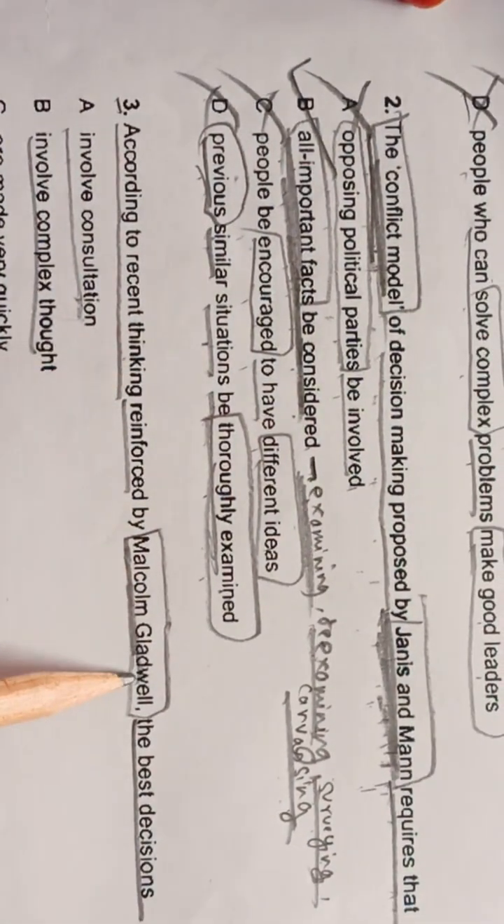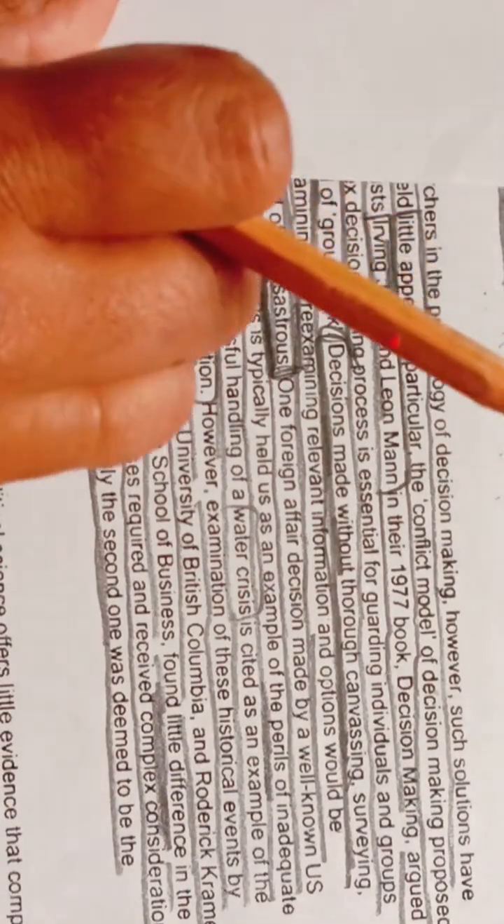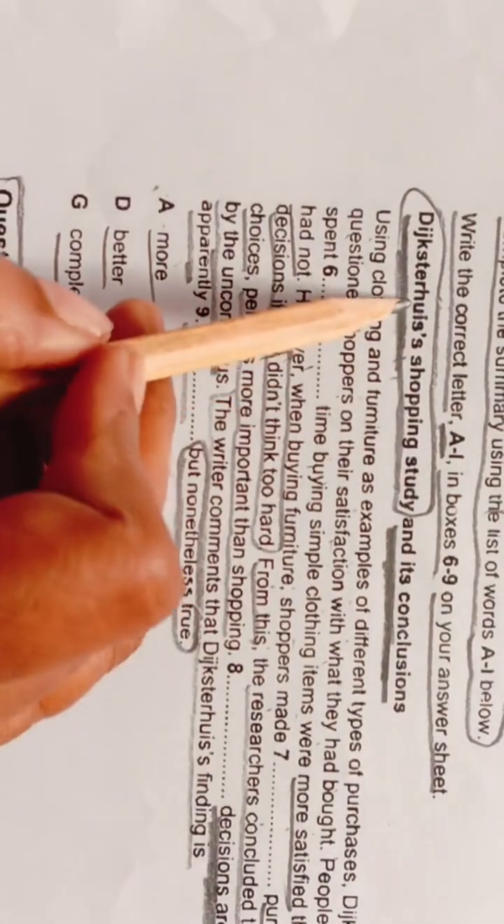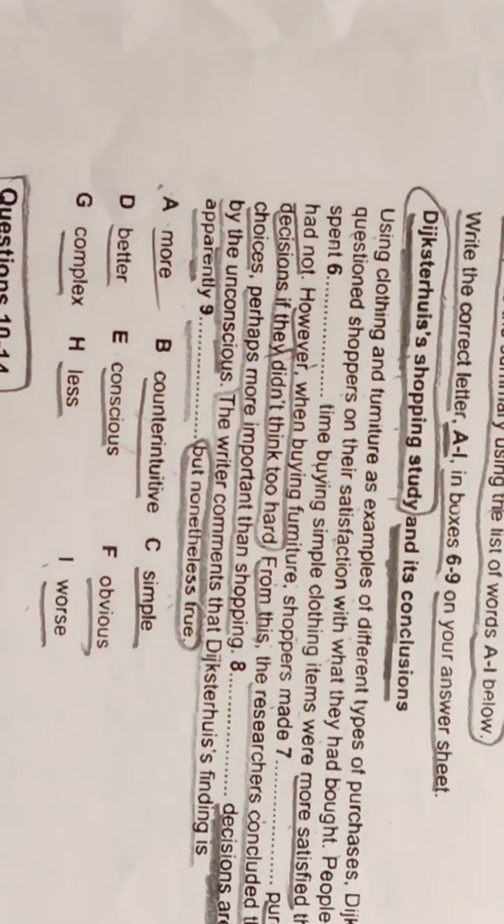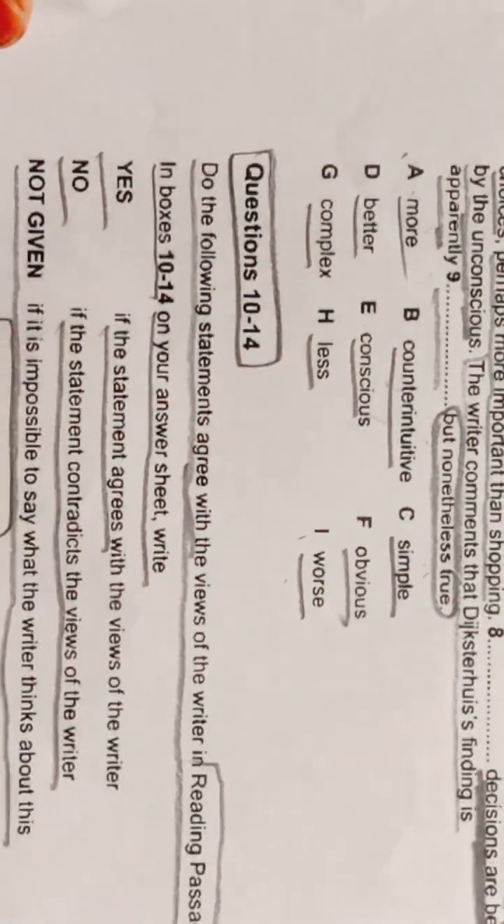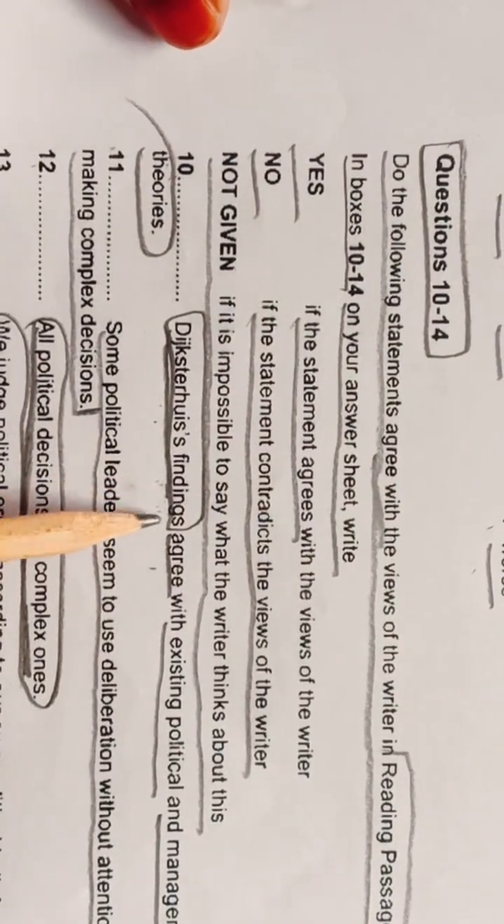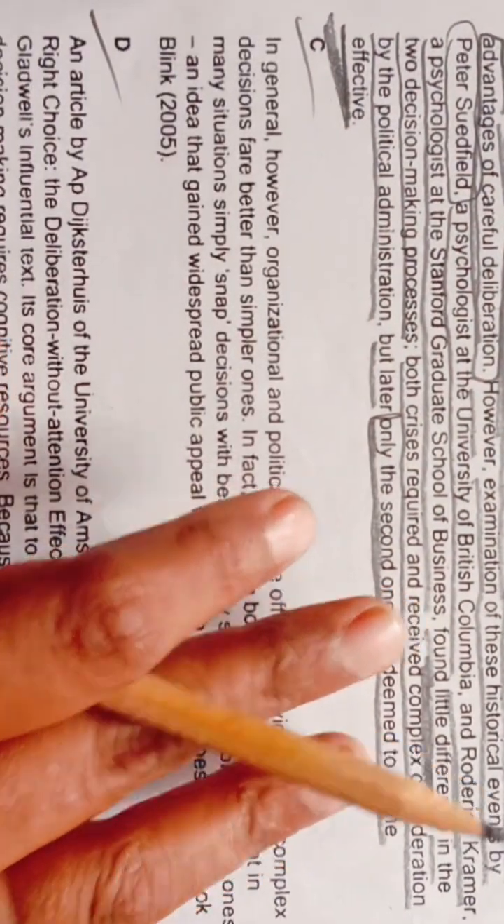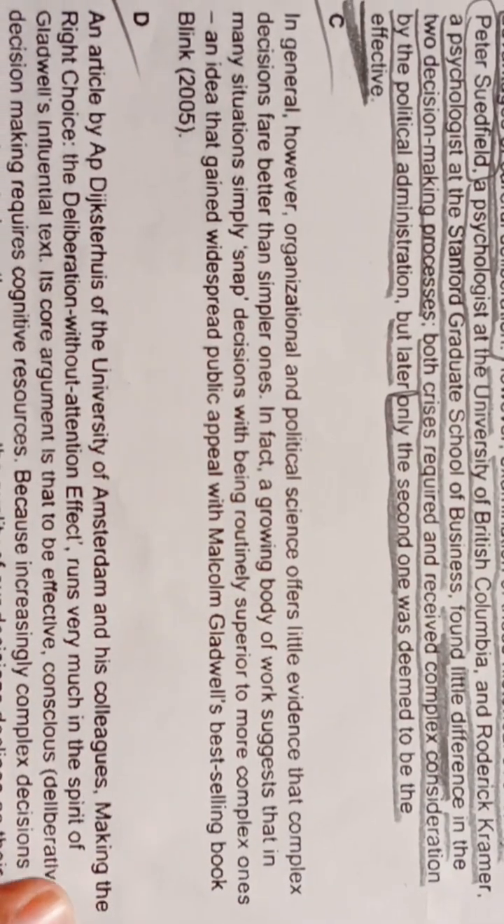So now let's quickly see whether we are getting our other answer or not. In the third one they are asking for Malcolm Gladwell. We have not seen this till now. And in another question type they are asking for the Dijksterhuis shopping study, and here also the same keyword. So we will move forward towards our C paragraph. Now let's quickly read it.